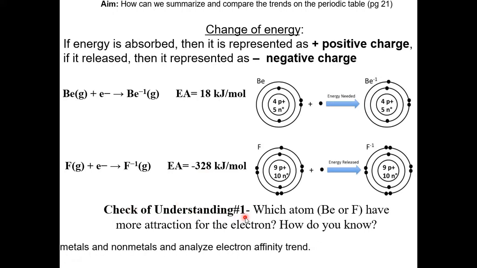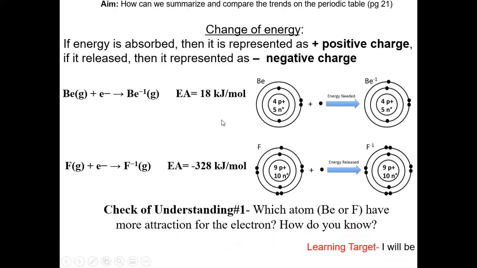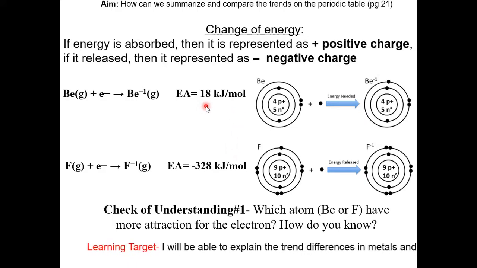Check of understanding number 1: which atom has more attraction for the electron? And how do you know? In order to figure this out, you need to look at the signs of the electron affinity values. Notice that beryllium is positive and fluorine is negative. One way to think about this is that since beryllium is positive, you need to use energy to make the beryllium take the electron. But for fluorine, you don't have that case. Remember, the more attraction, the more energy is released. So fluorine has more attraction for the electron than beryllium.